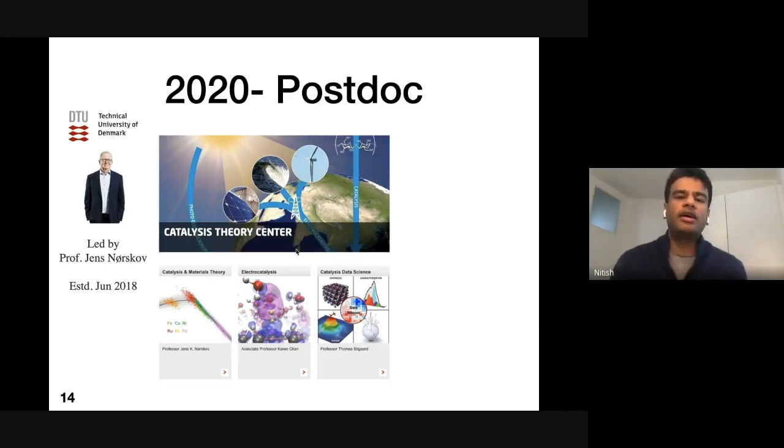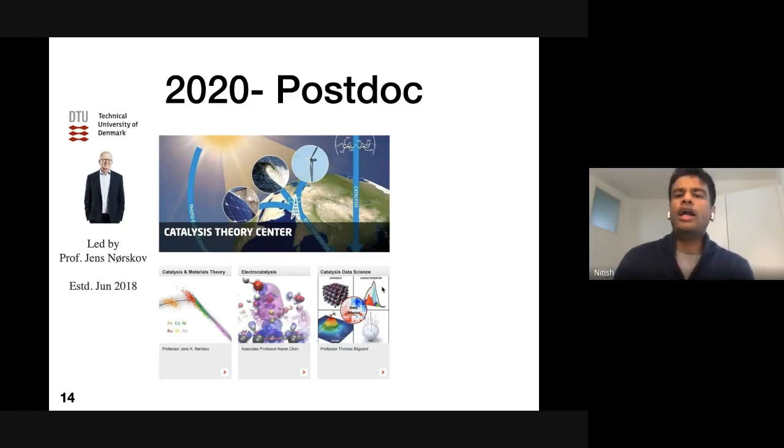And I really liked the idea of going here because they work on a lot of different areas in catalysis. They work on catalysis and materials theory, where a lot of the emphasis is on catalyst screening that I spoke about. They also do a lot of work on fundamental electrocatalysis, which is something that I'm very much interested in. And they also are looking into data science, which is disrupting every field. So catalysis is no different. And so we actually have a division where we have a professor that is very much interested in using data science to look at catalysis.